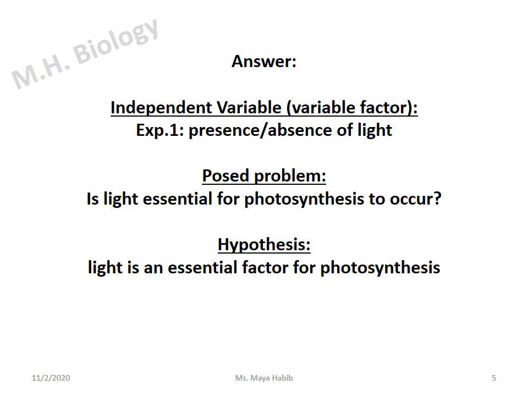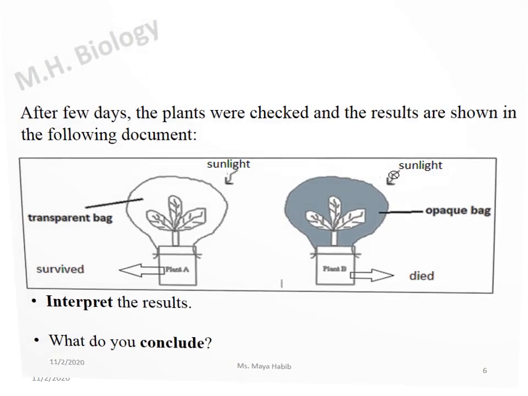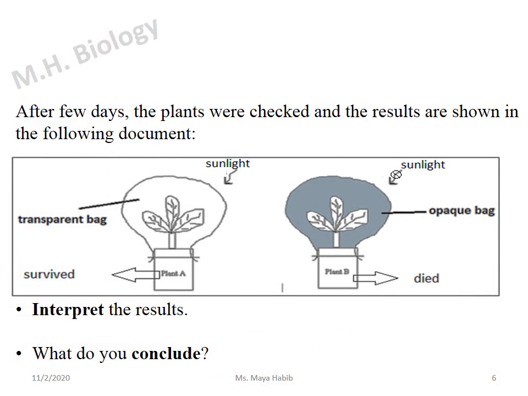So, the problem under investigation: is light essential for photosynthesis to occur? Well, it might be essential, as I think, and so, this would be my hypothesis. Light is an essential factor for photosynthesis. Now, after leaving the plants in such conditions for a few days, we got the following results. Plant A survived, while plant B died.